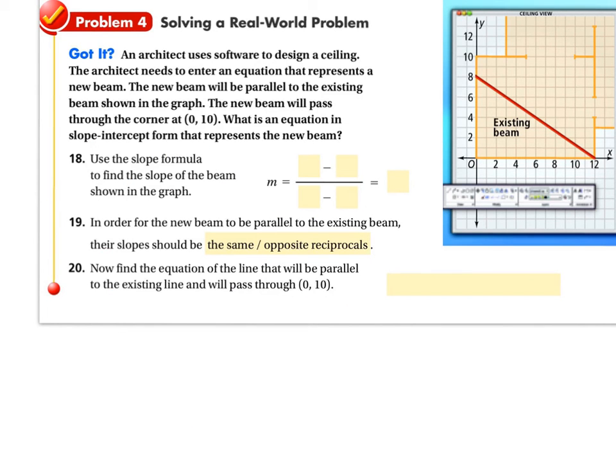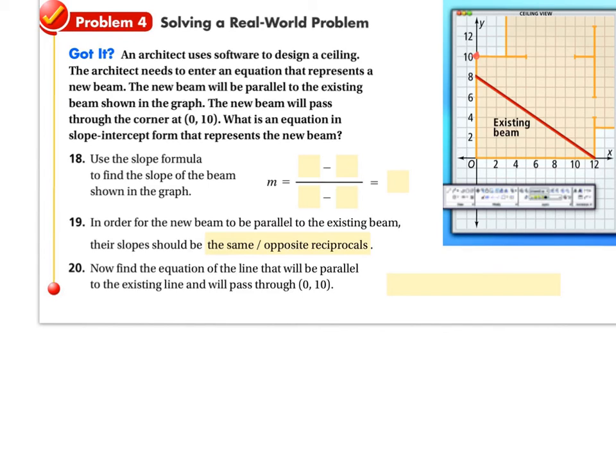Here we have a real-world problem. This architect is using software to design a ceiling. The architect needs to enter an equation that represents a new beam. The new beam will be parallel to the existing beam shown on the graph, and the new beam will pass through the corner at (0, 10). So what is the equation in slope-intercept form that represents the new beam?